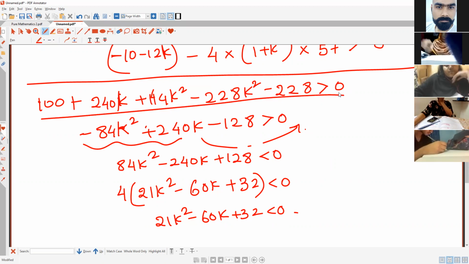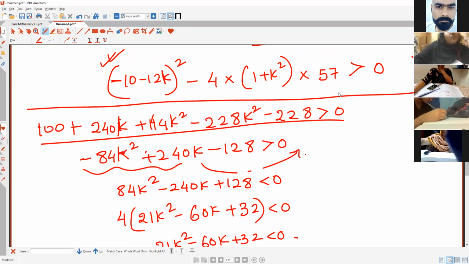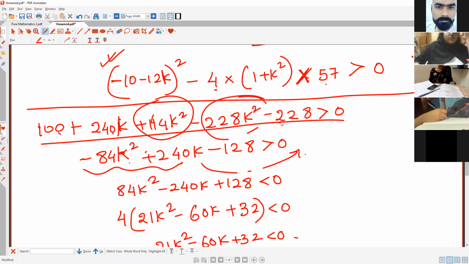Okay, if you guys don't know, whoever watching this video, how I got this, please learn how to open brackets with false method or by using formulas. That's what I did over here. And by the way, this is multiplication. Okay, 57 and 4 is getting multiplied, remember that. Okay, once I got this, I took like terms, k square I took together and added them together. Then 240k is alone, and 100 minus 228 gave me minus 128 greater than 0.